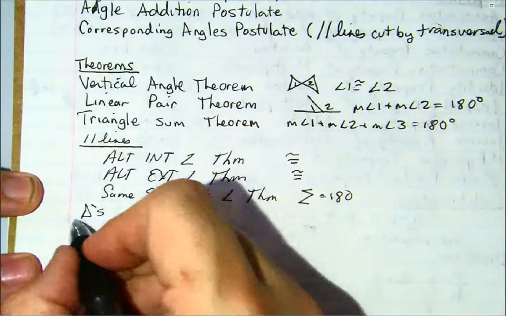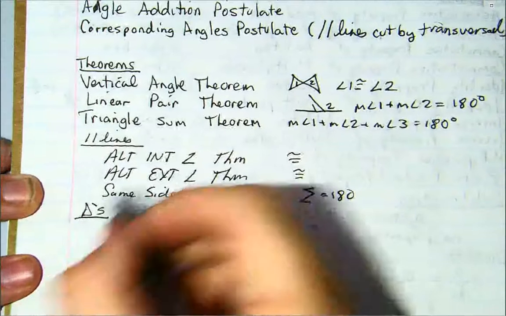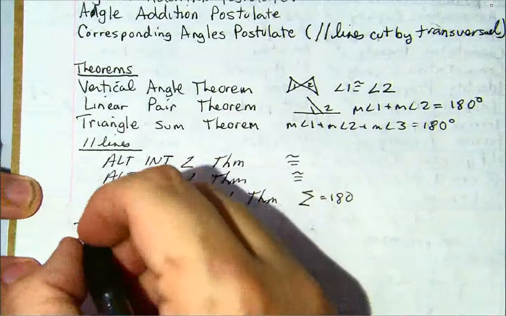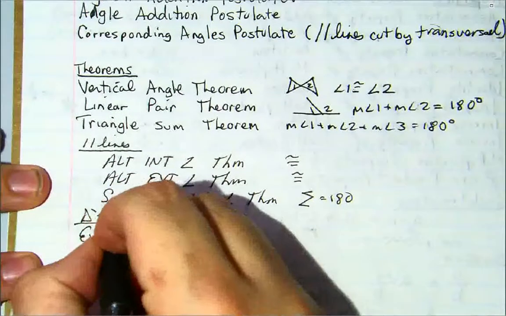Now for triangles, we had the triangle sum theorem. We have the exterior angle theorem.